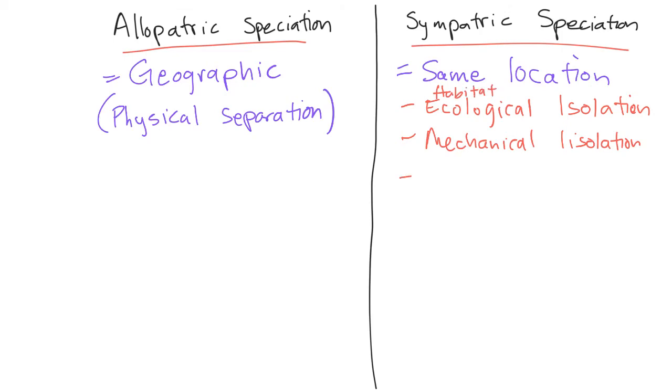Would mechanical be like a Great Dane and a Chihuahua? I think you can still make those, but artificially, not naturally. Well, it's definitely artificial.